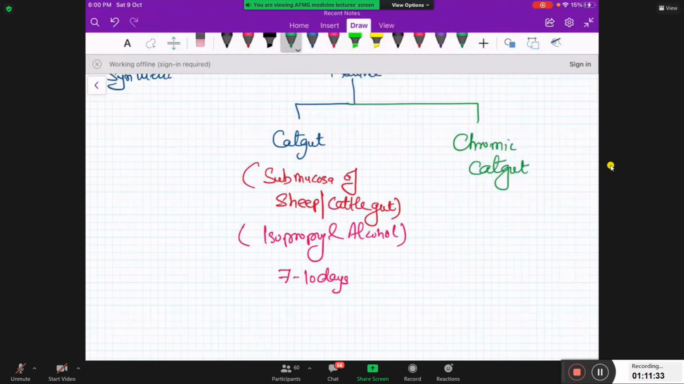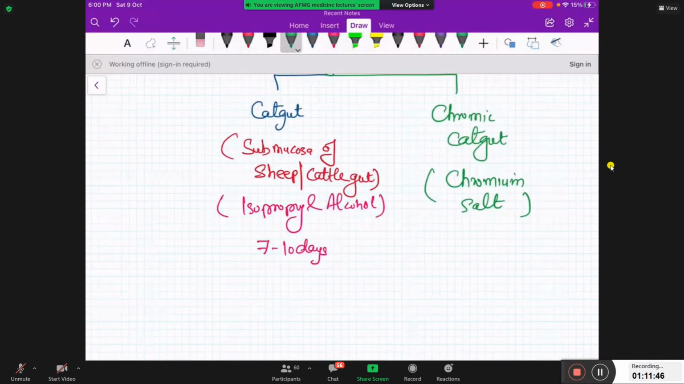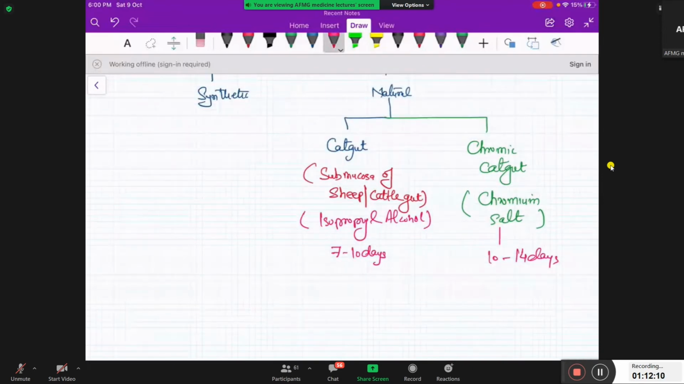Chromic catgut is a catgut suture with chromium salt impregnated on it, and this loses its strength in 10 to 14 days. So it is actually the chromium salt that delays its degradation, right? So this is about the absorbable natural.